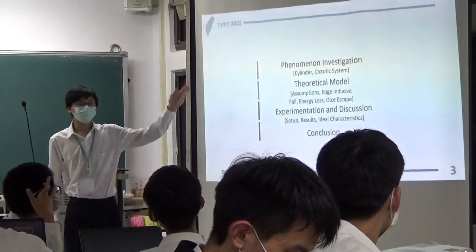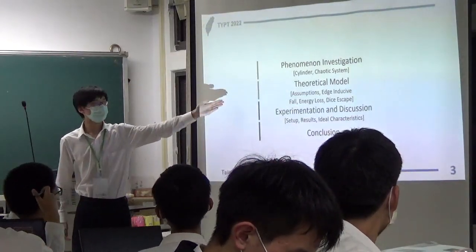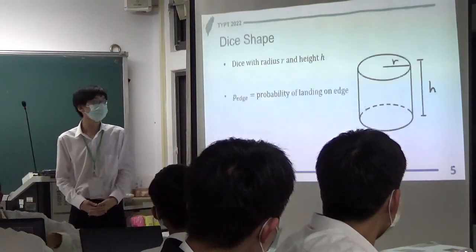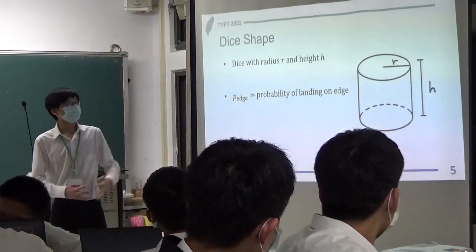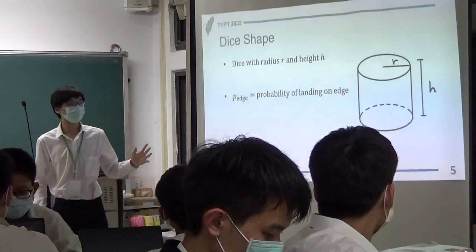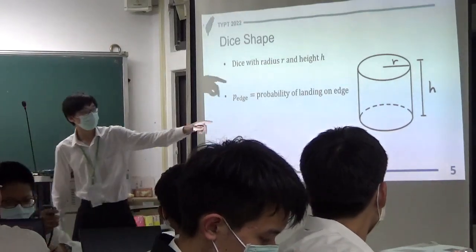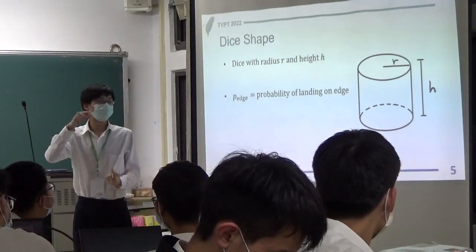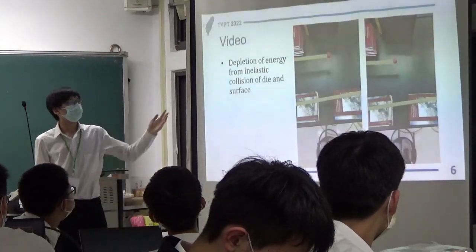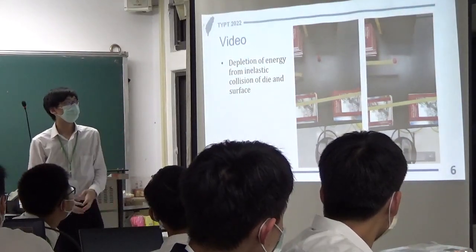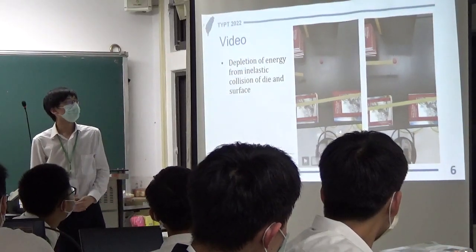So to begin, I'll start off with the phenomenon investigation, and then I'll move on to the theoretical model, and then I'll move on to the experiment, and I'll conclude. So to begin, the shape of the die has a radius r and a height h, and we'll call the probability of it landing on this edge P of edge, where the edge represents the area between the two heads. And here's a video of us rolling a die.